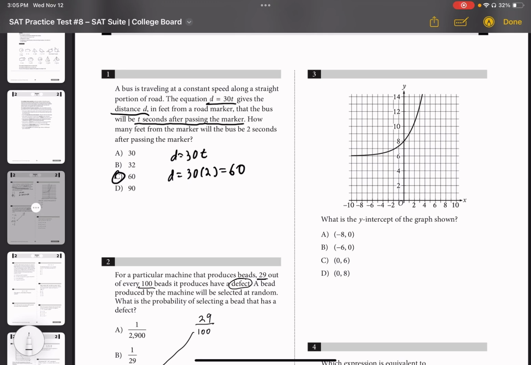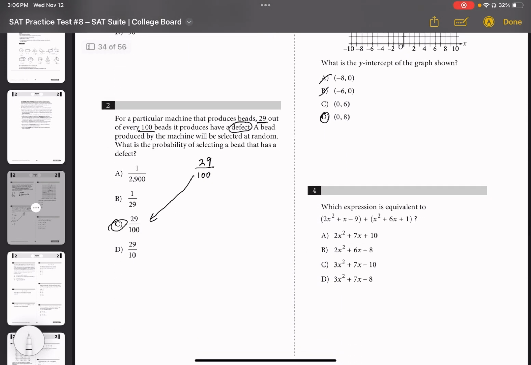What is the y-intercept of the graph shown? Okay, y-intercept, that's when x is equal to 0. This is the x at 0. We have 0.08. Remember, don't pick 80 or negative 80. Be very careful that your x-intercept or your y-intercept has an x value of 0. So these would be automatically incorrect without even looking at a graph.